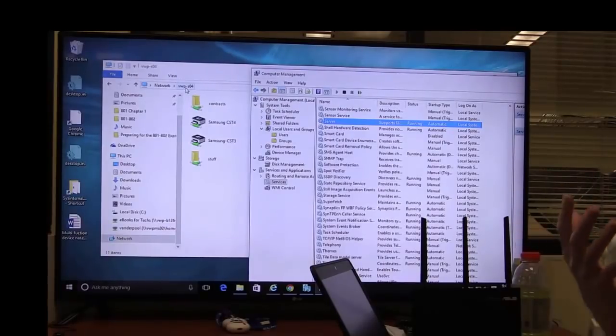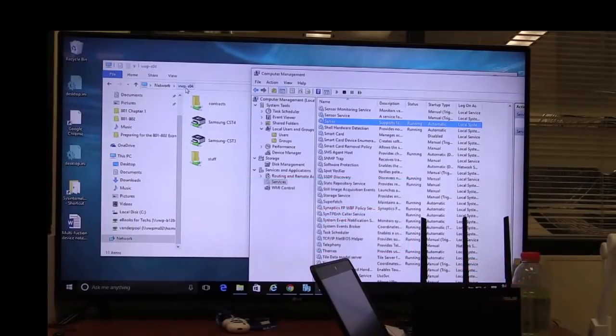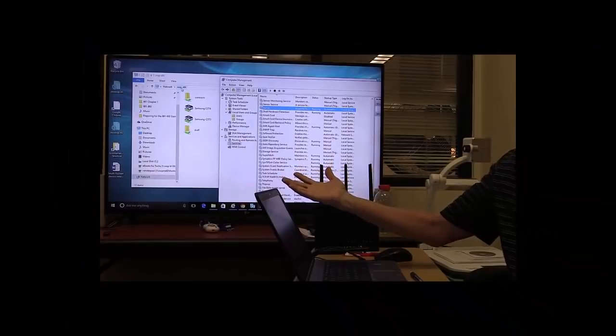any PC to become a what? Visible. Server. That's how you're seen on the network. That's how you share a folder to the network. That's how you share your printer to the network. So any Windows machine that has the server service running and working can become a what? A server.